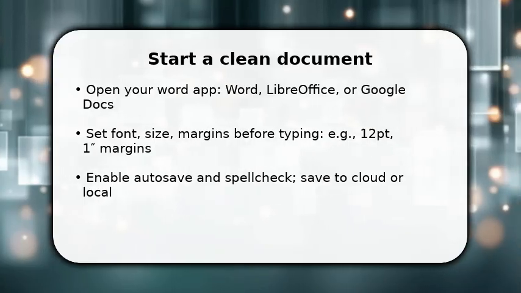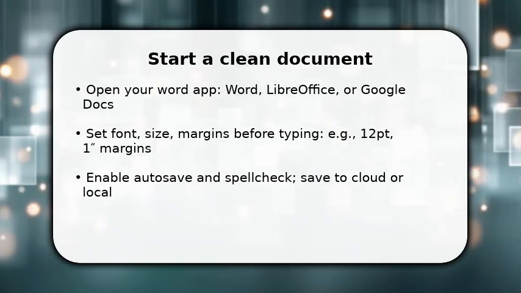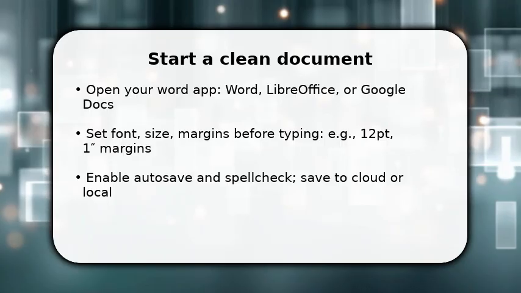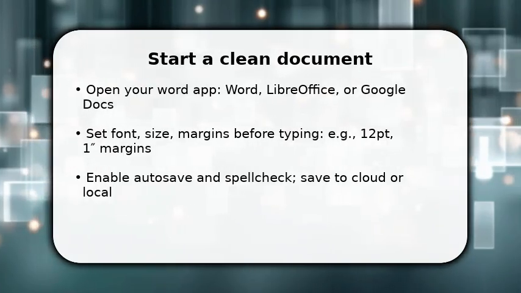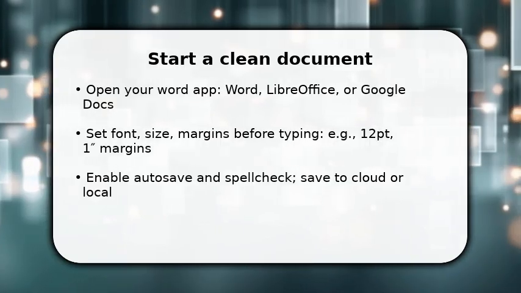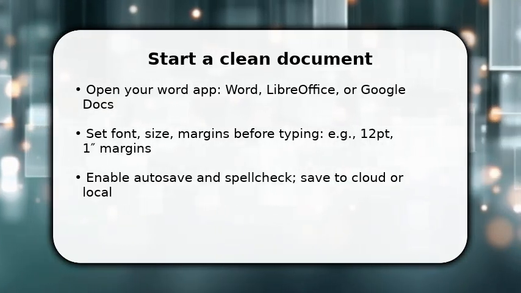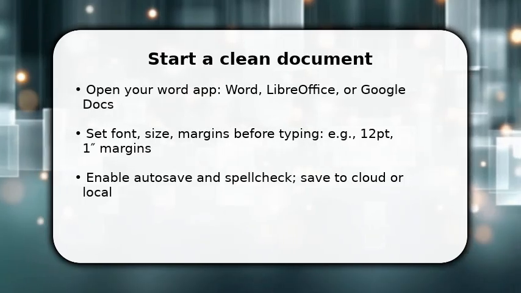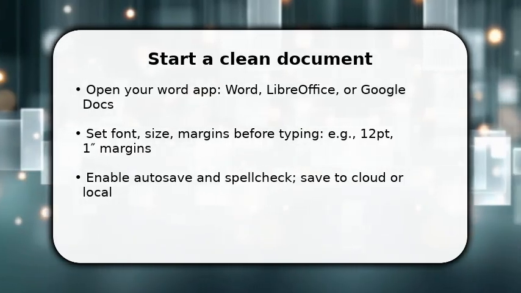You're ready to begin. Open Word or Google Docs and create a blank file. Once done, set a readable font and size, adjust margins to 1 inch, and pick line spacing for clarity. Make sure autosave or version history is enabled so you won't lose work. Also turn on spell check and grammar suggestions to catch errors as you type. These prep steps are quick, but they keep you focused.